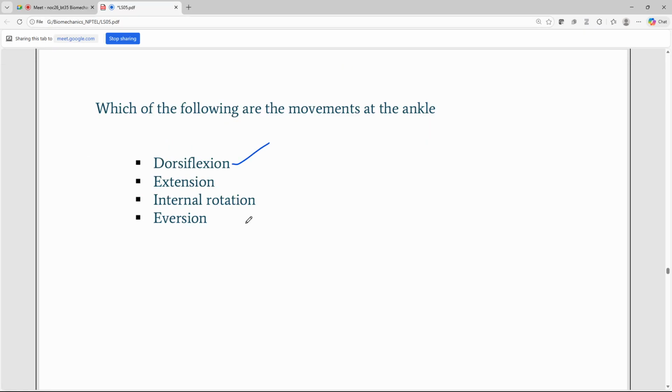Correct answers are dorsiflexion and eversion. So we have already discussed that at talocrural joint, dorsiflexion and plantar flexion occurs, and at subtalar joint, eversion and inversion occurs, and internal rotation occurs at hip. So first and last, 1 and 4th options are the movements happening at the ankle.